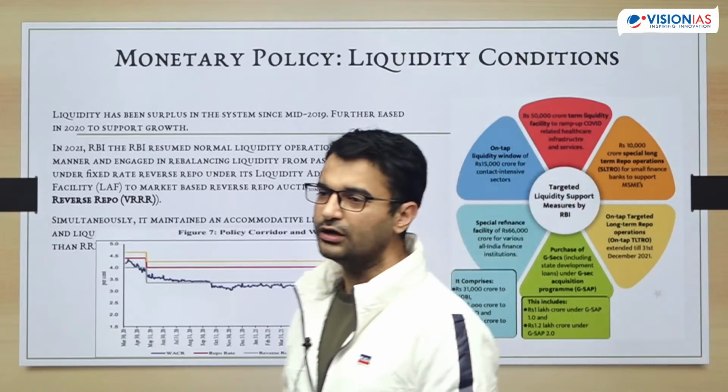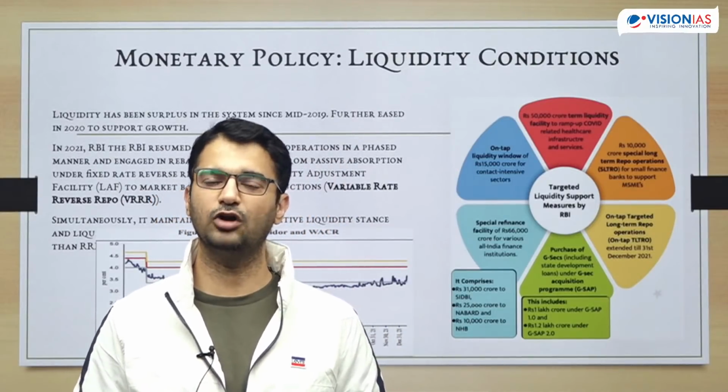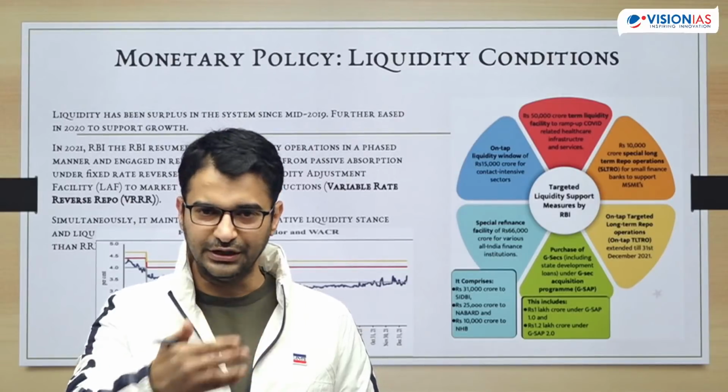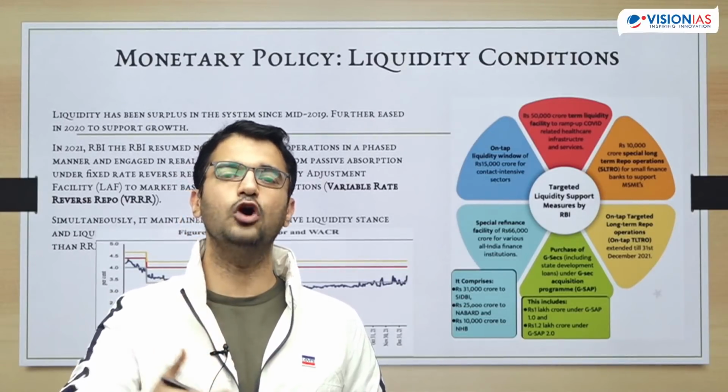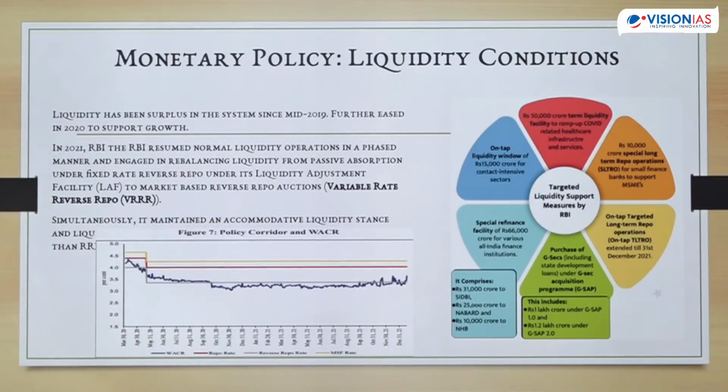Absorption of liquidity or normalization of your monetary policy. Calibrated manner normalization. आप रेपो रेट इंक्रीज नहीं कर रहे हो, बट एट द सेम टाइम आप लिक्विडिटी थोड़ी कम कर रहे हो मार्केट से, आप एब्जॉर्ब कर रहे हो लिक्विडिटी. ओके, सो दिस इज विद रिस्पेक्ट टू वेरिएबल रिवर्स रेट रेपो ऑक्शंस.